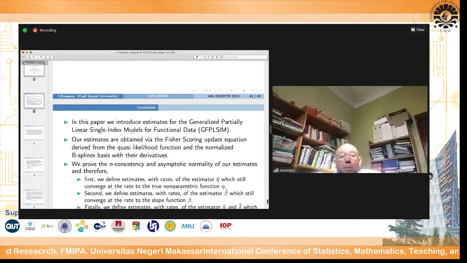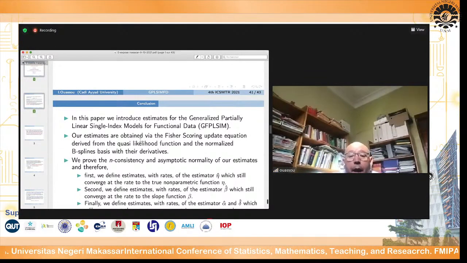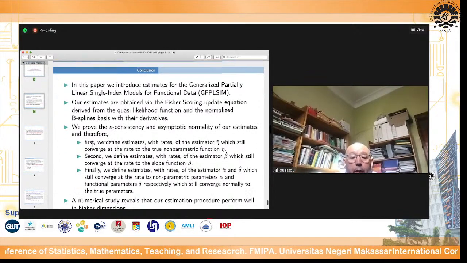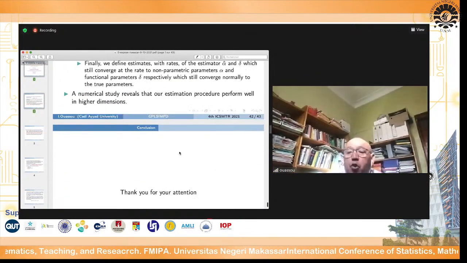in this paper, we introduced estimators of the general partially linear single index models for functional data. Our estimators are obtained via the Fisher scoring adaptive equation derived from the quasi-likelihood function and normalized B-spline basis in their observed derivation. And then we prove the root-n consistency and asymptotic normality of our estimator, and finally, we give a numerical study showing that our estimation procedure performs well in high dimension. Thank you for your attention.